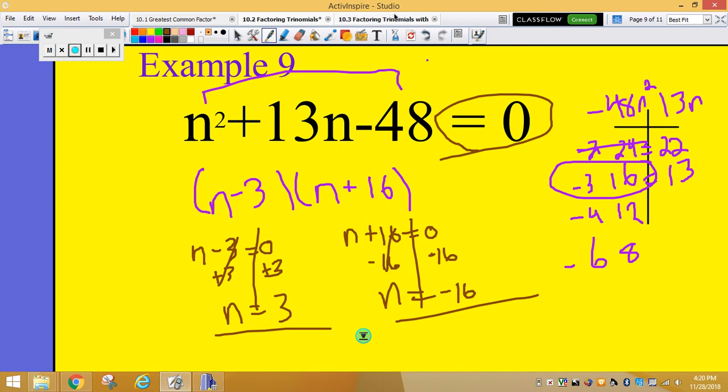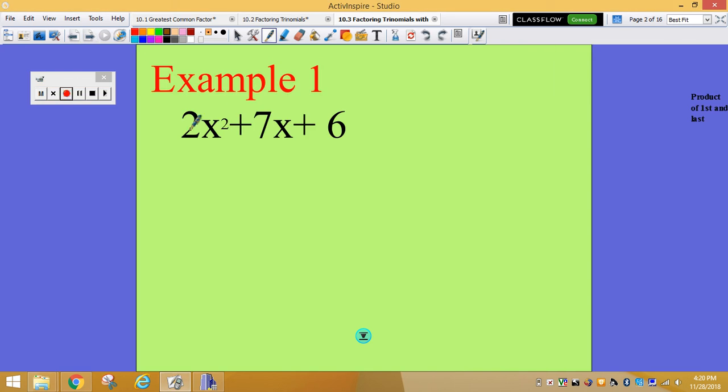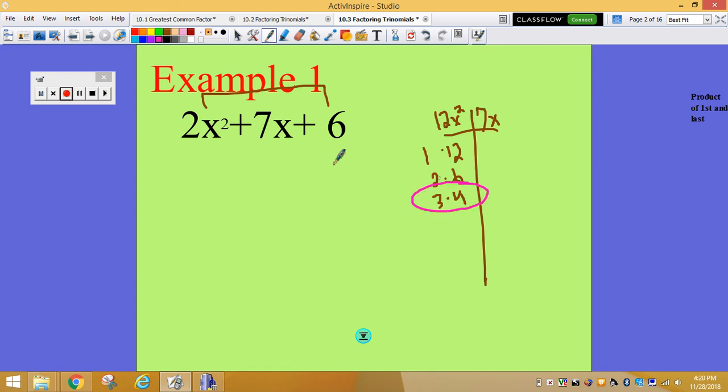All right, the other thing I'm going to show you is what do you do if there is a coefficient in front of the very first number, right? All of our other ones, there was never a number up front. It's actually pretty easy, guys. So let me show you. We're going to start it the exact same way. First times last. Well, 2 times 6 is 12. And my middle term is 7x. So I could do 1 times 12. I could do 2 times 6. I could do 3 times 4. I want to figure which one adds up to give me 7. And it's 3 plus 4 is 7.